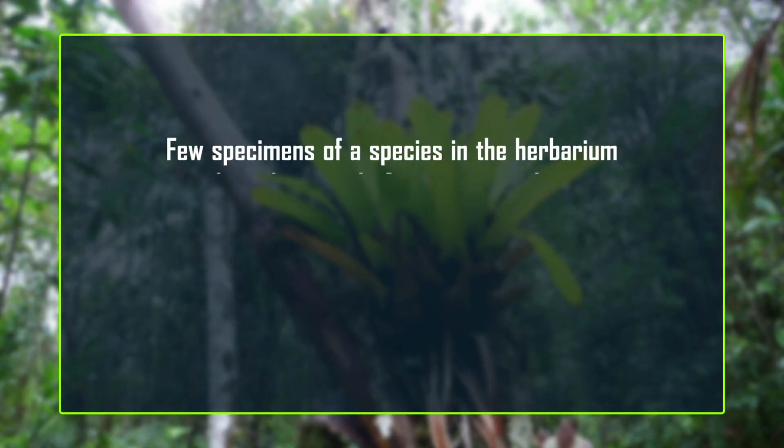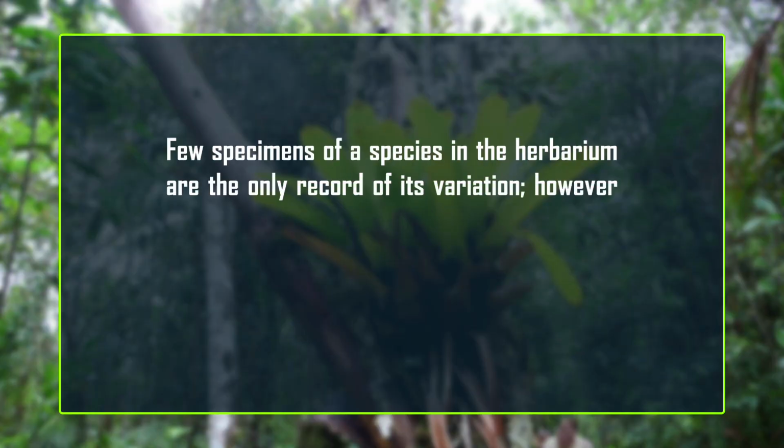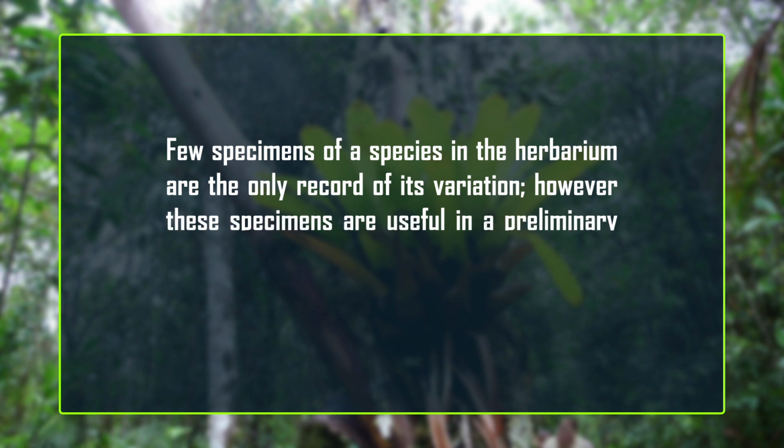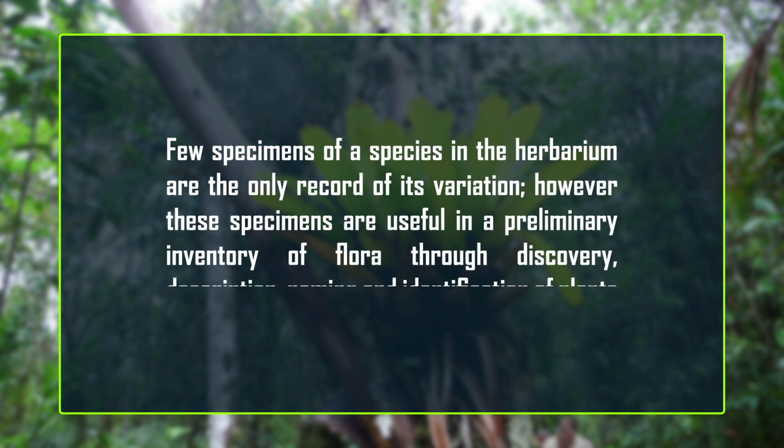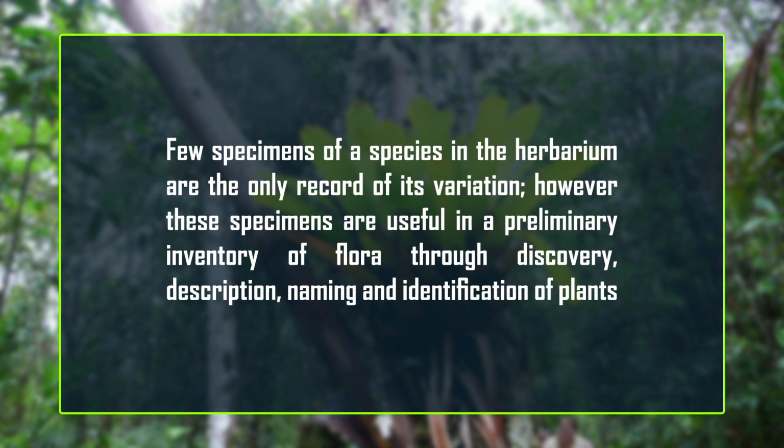The few specimens of a species in the herbaria are the only record of its variation. These specimens are, however, useful in the preliminary inventory of flora through discovery, description, naming, and identification of plants. Here, morphology and distribution provide the data on which systematicists must rely.